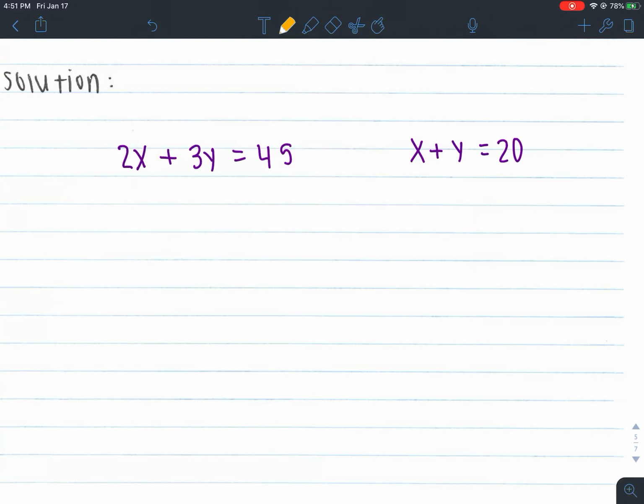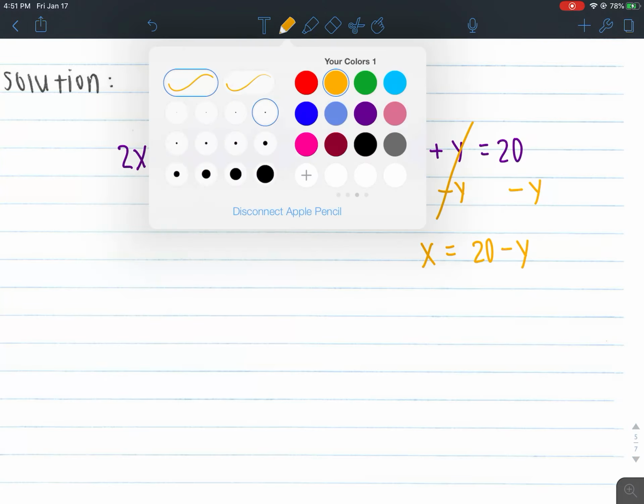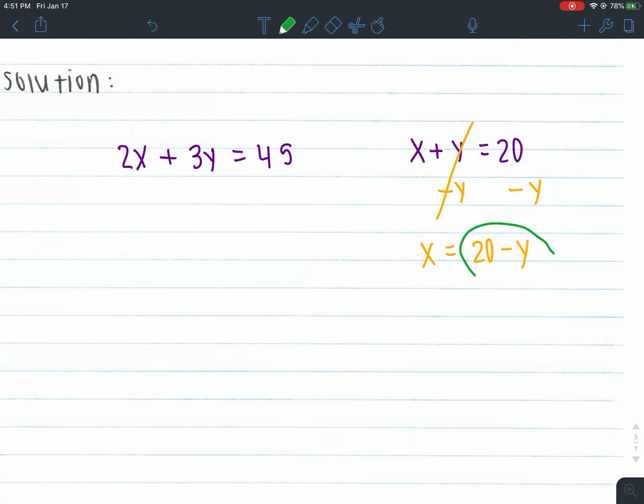Well, I need to get one of these variables by themselves because it doesn't already have a variable by themselves. So I'm going to pick either x or y to get by themselves. So I'm going to get x by itself. So I'm going to subtract y on both sides, and I get x equals 20 minus y. Okay, you can get y by itself if you want to, but I wanted to get the x by itself. So 20 minus y, I'm going to plug that in for the other equation. I'm going to plug it in for x because it says x equals.